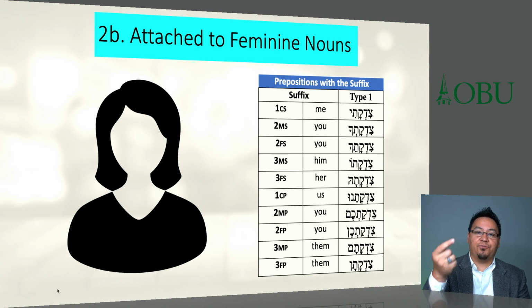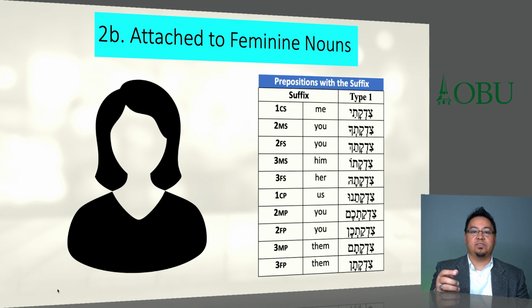Sedekati is going to be feminine, my righteousness. Or sedektika, your righteousness. And the list goes on through these things. Now, what determines whether or not it is going to have the tav and be the feminine Yosef principle is if the noun itself is feminine, okay? If the noun itself is feminine.